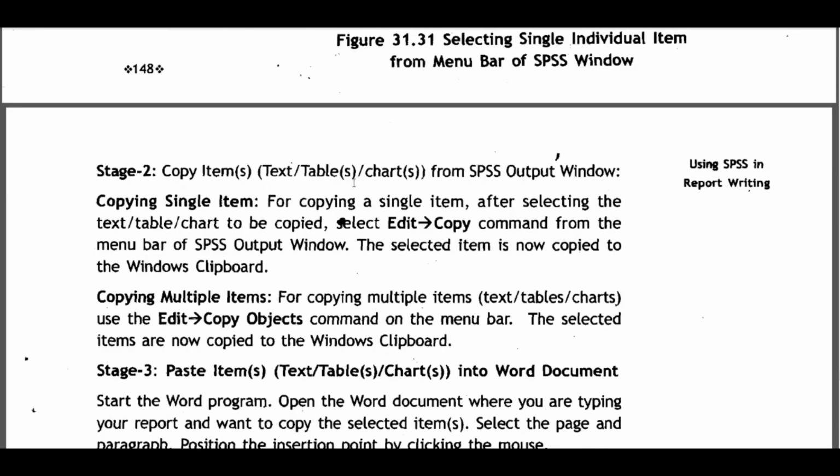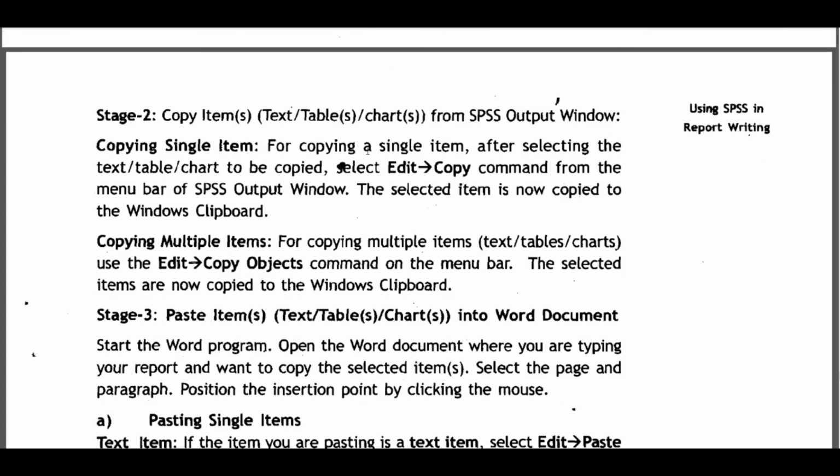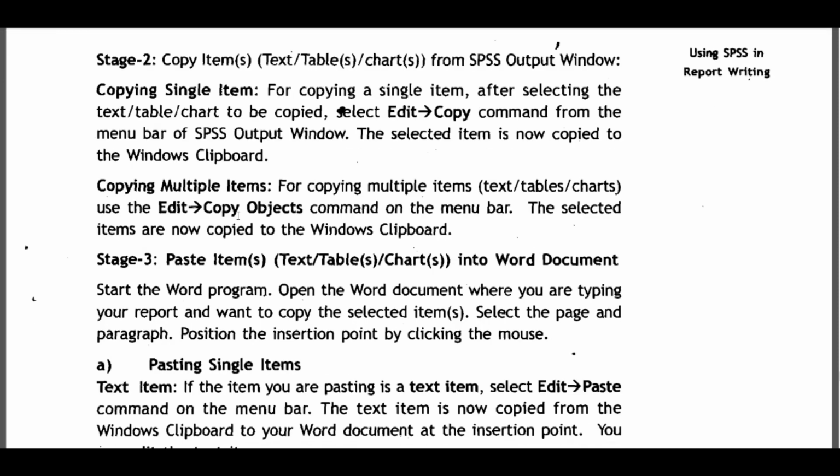Stage 2: copy items, text, table, chart from the SPSS output window. Copying single items. For copying a single item, text, table, or chart, select the Edit, Copy command from the menu bar of the SPSS output window. The selected item is now copied to the Windows clipboard.